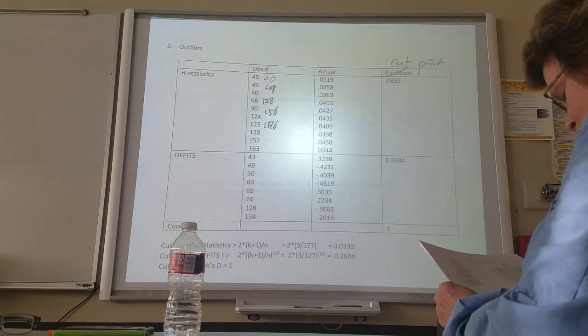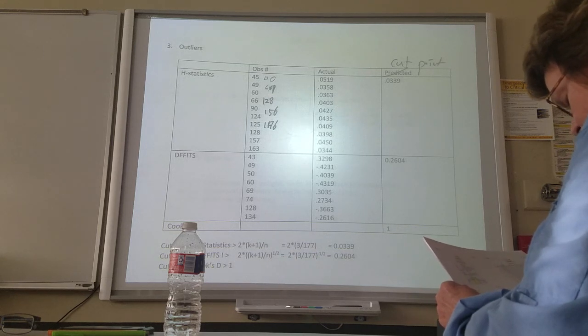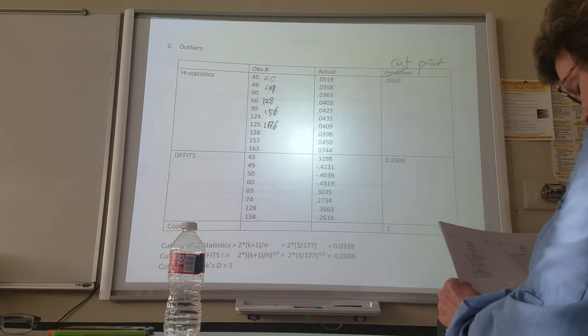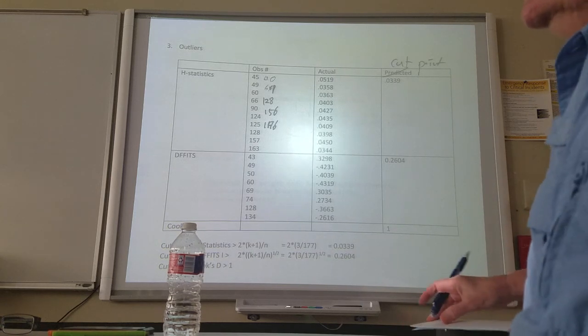Well, the first column is the observation number, but then the second and third columns are the actual and the predicted. Okay? Oh, yes, question.